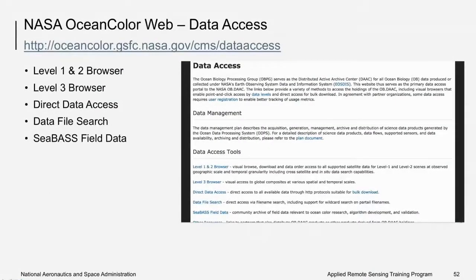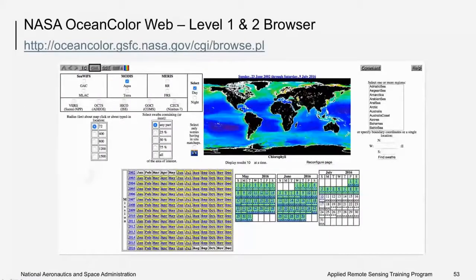The NASA Ocean Color Web is another data access resource. Here you can obtain level 1 and 2 data from a number of satellite sensors, including MODIS, VIIRS, and HICO. Here is an example of the level 1 and 2 browser. You can select the sensor, month, and year, date range, and provide a location. It is possible to download image data from this search tool and then load it into NASA's image processing software, CDAS, for further processing and analysis.